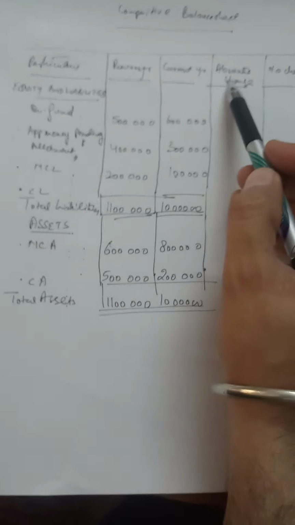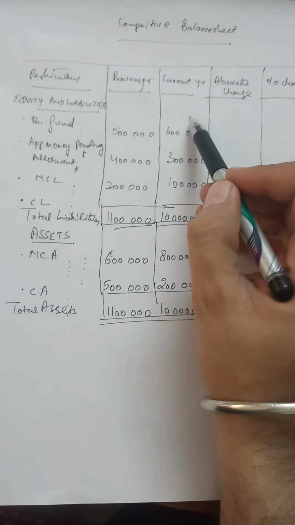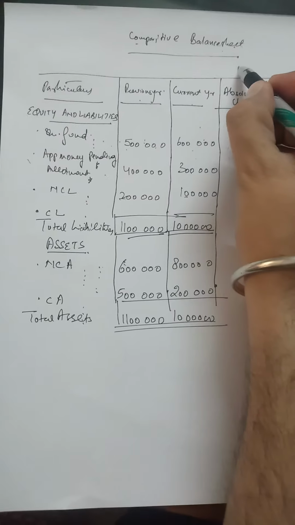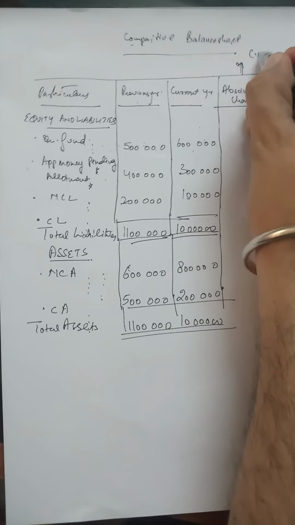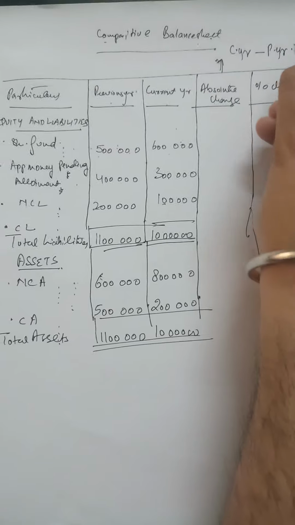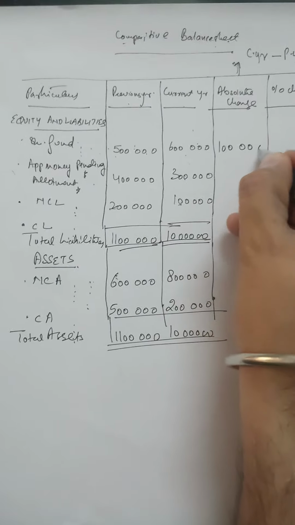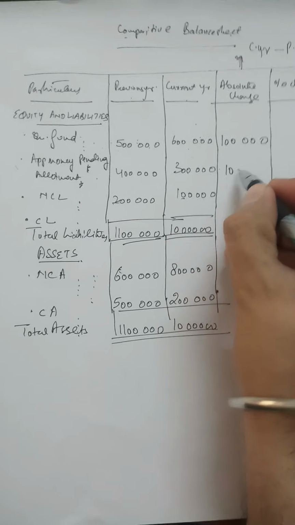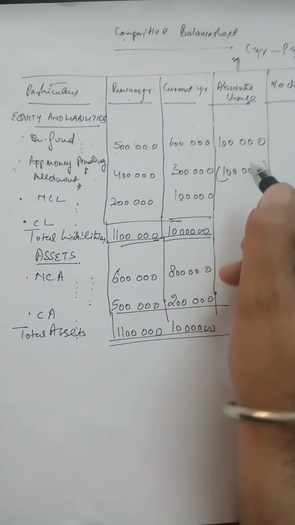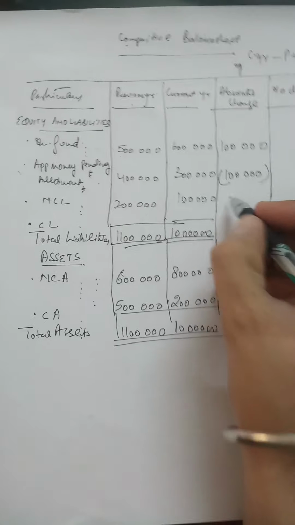Then we calculate absolute change. How do we calculate this? Current year minus previous year. Absolute change is calculated by current year minus previous year. 6 lakh minus 1 lakh, 1 lakh. 3 minus 4, 1 lakh in minus. 3 lakh minus 4 lakh is minus 1 lakh. In company account we show negative item in bracket. 1 lakh minus 2 lakh, minus 1 lakh.